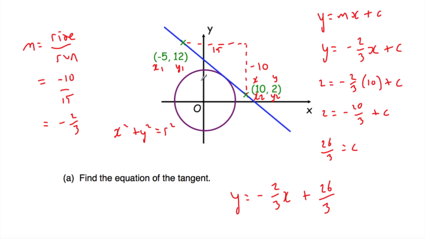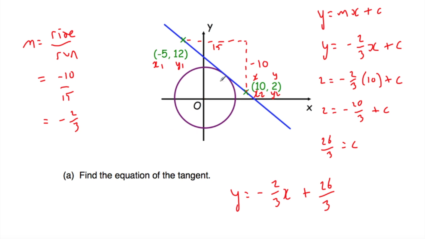So we need to find the radius of this circle. To find the radius, I'm going to find the distance between the point O, the origin, and this point here, the point where the tangent meets the circle. If we can find the length of that line, then we can find out the radius of the circle. So we need to find the coordinates of this particular point here.